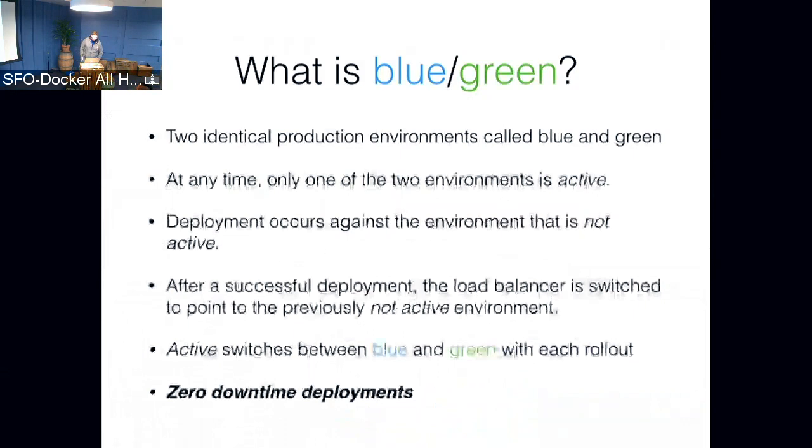So what is blue-green deployment? Basically, the general gist is you have two identical production environments called blue and green. Easy enough. Netflix calls it red-black. There are a lot of different variances of this, but it's basically the same thing. The idea is that for every service, you have two different clusters running simultaneously, but only one of the clusters is actually in production.